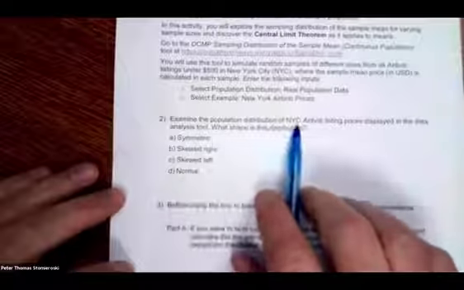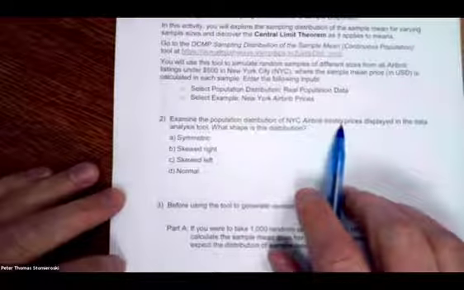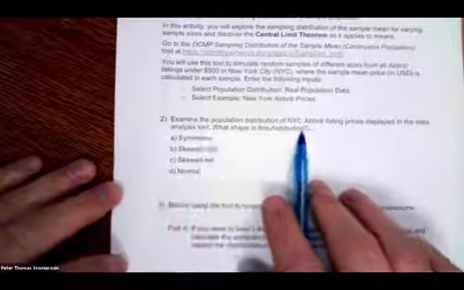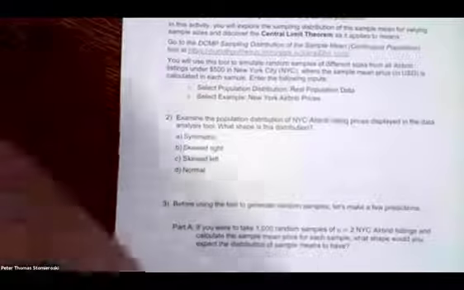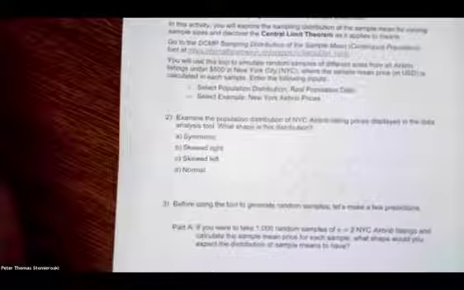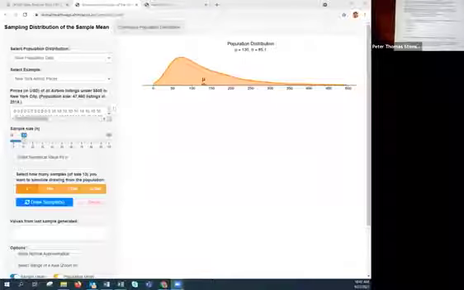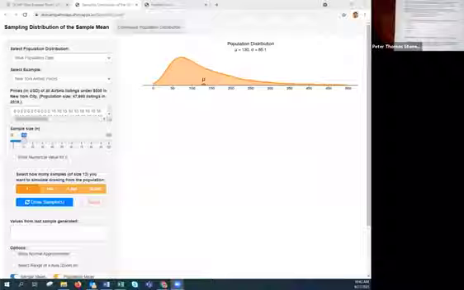So the first question asks you to examine the population distribution of New York City Airbnb listing prices displayed in the data analysis tool. What is the shape of the distribution? So if you go back again, you'll see that the distribution is skewed to the right. Notice the distribution has a peak and has a tailing off to the right. Again, that's significant of a distribution that's skewed to the right. So the answer is B, skewed to the right.